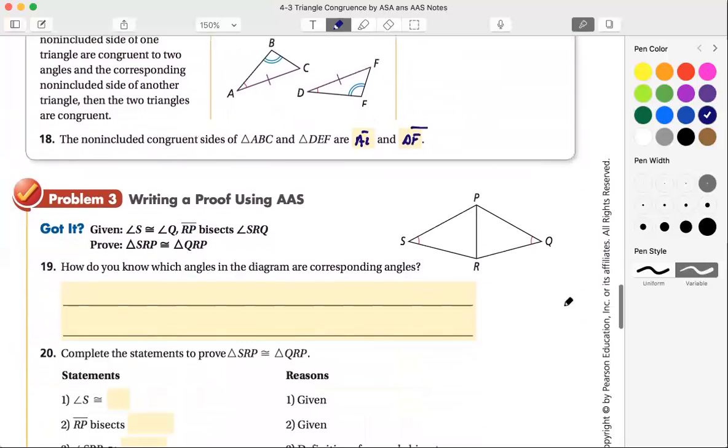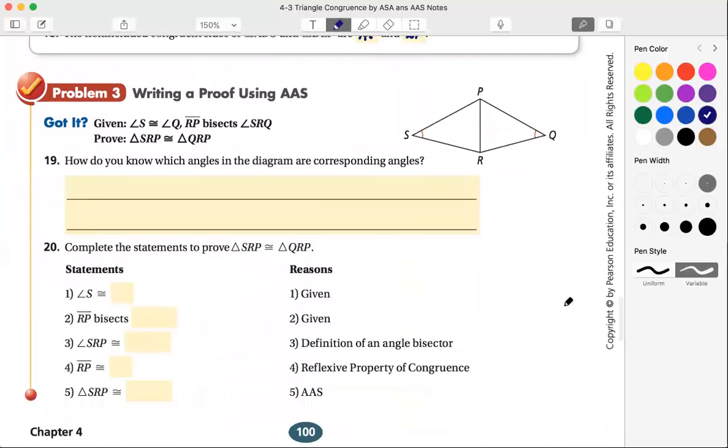All right, let's try number 3. We're going to try to write a proof here. So given angle S is congruent to angle Q, RP bisects angle SRQ, we want to prove triangle SRP is congruent to triangle QRP. So how do you know which angles in the diagram are corresponding angles? They have the same number of arcs, would be the way I would do it.